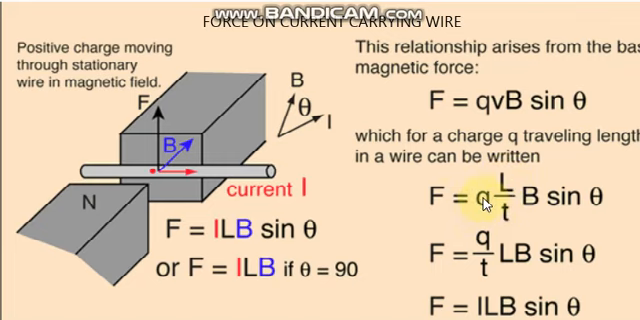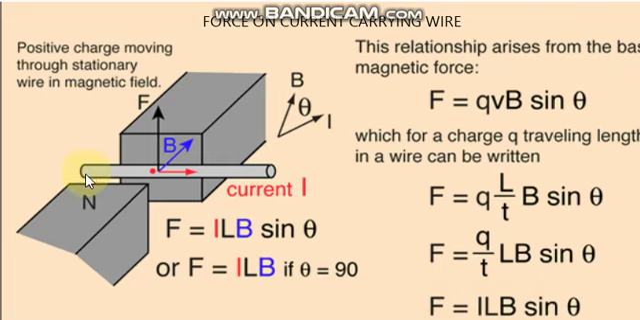So if we combine this ratio, that is Q over t, it will give us the current I flowing in this current carrying wire. So this equation will assume this shape: the magnetic force acting on a current carrying wire carrying current I, having length L and placed in a magnetic field B at an angle theta, will be equal to ILB into sine of theta.